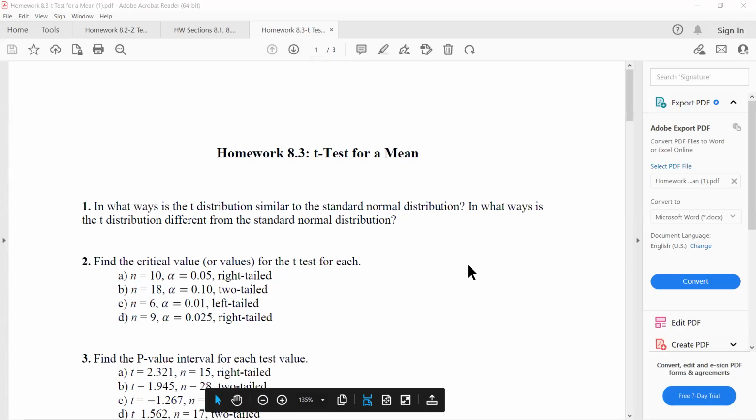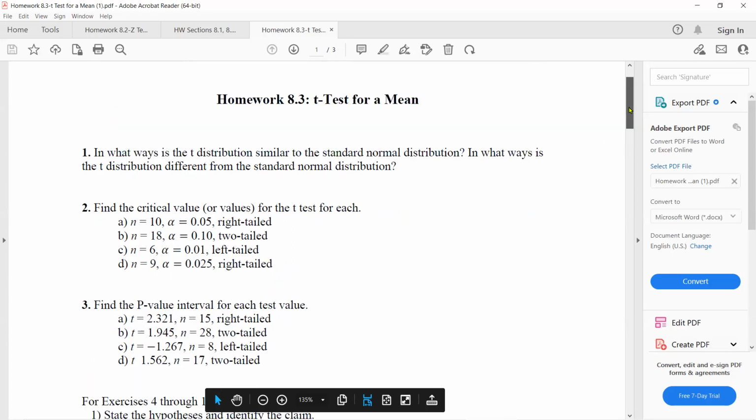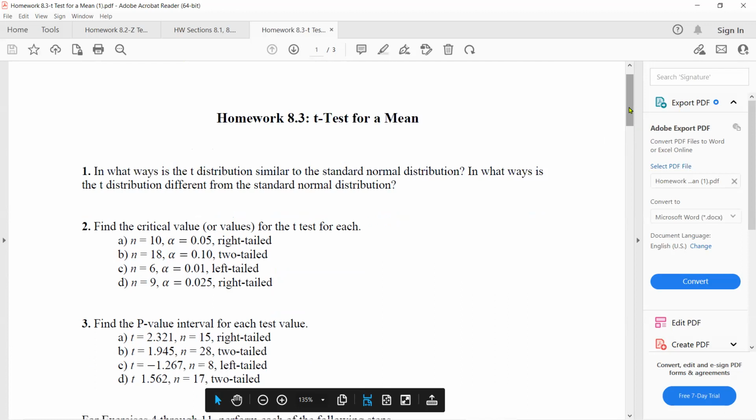All right, so here's the mission before us for this time slot. And that is this: Homework 8.3, t-test for the mean. The first several problems on here are not hypothesis testing. They're preliminary information that you need to be able to use the t-distribution.